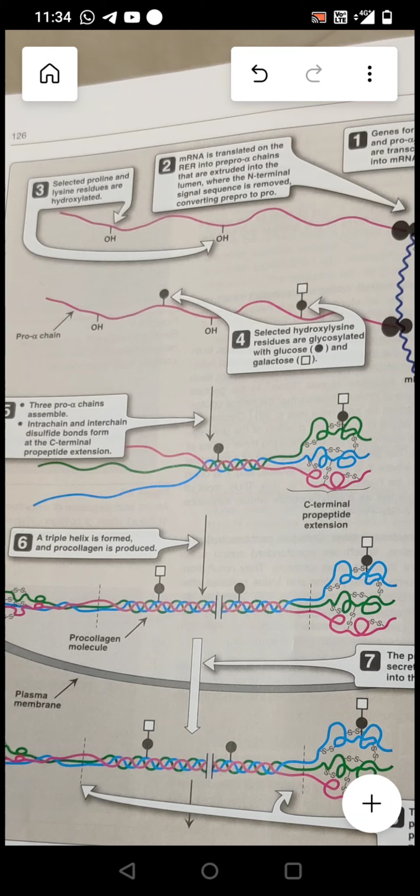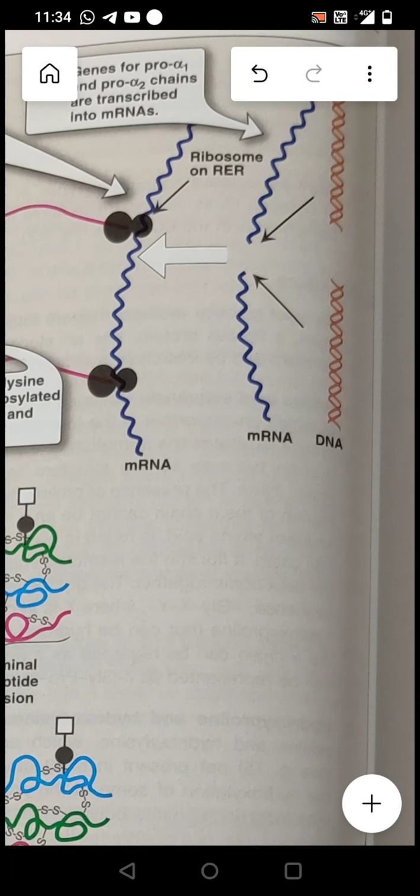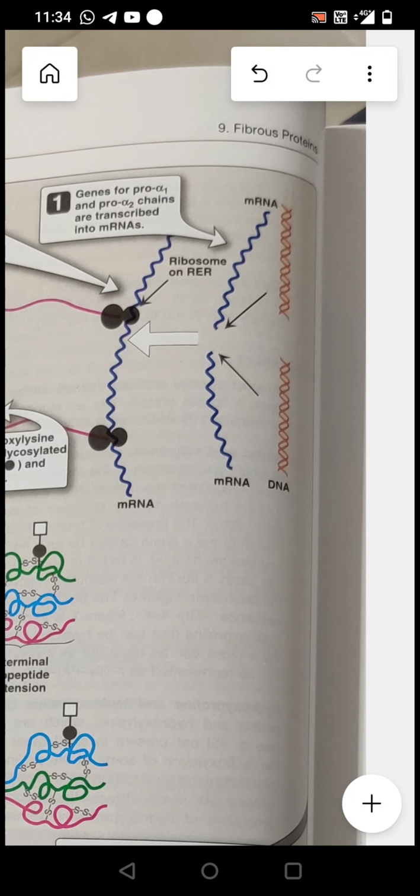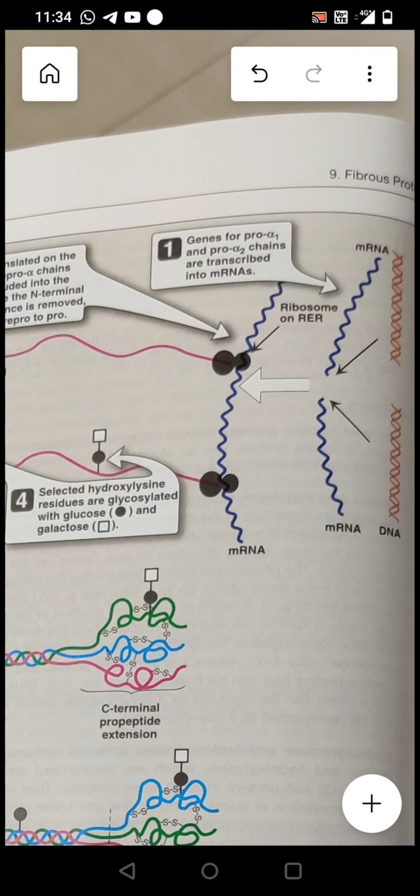The first alpha chain that you get, before you get the alpha chain, you get what is called the pro-alpha chain form, and these are known as the pre-pro-alpha chain. This is the first part. So you have your DNA, you have your mRNA which is lined up here, and then you have your ribosomes on the rough endoplasmic reticulum which are now arranging on it. The mRNA gets formed, and then the transcription takes place. So the genes for the pro-alpha 1 and the pro-alpha 2 chains are transcribed into mRNA.